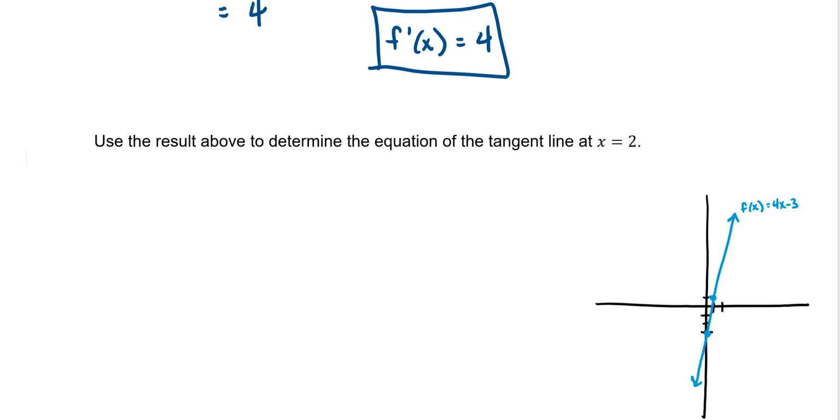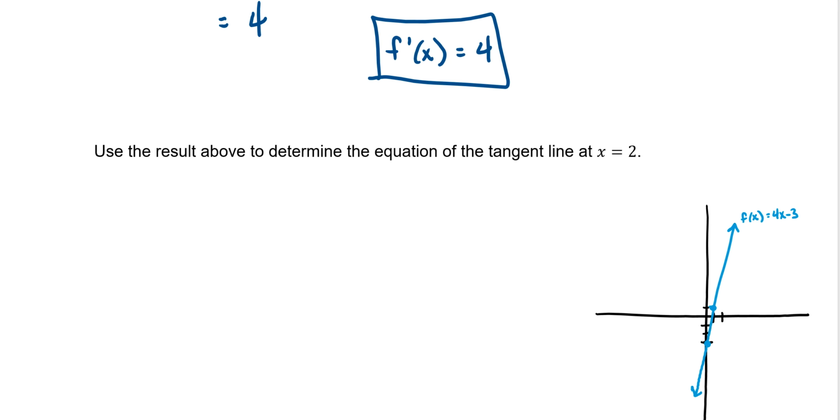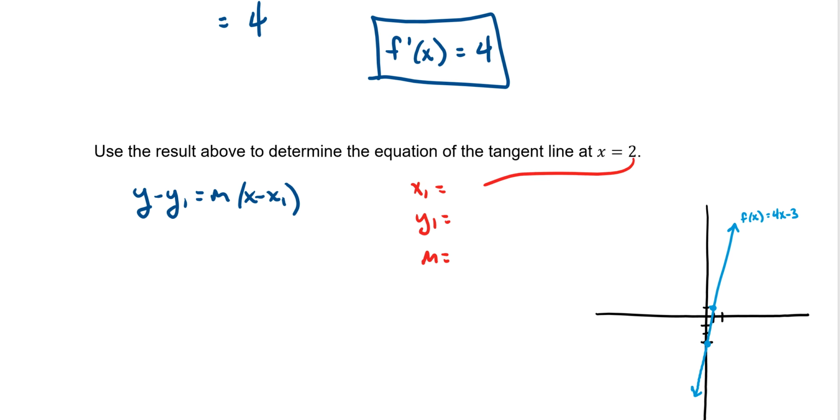All right, so let's go ahead and determine the equation of a tangent line at x equals 2 using the result above. So we know the equation of a tangent line. Right away, we write down the point-slope form for the equation of a line. And we need x1, we need y1, we need m. We're told that we're looking for it at x equals 2.